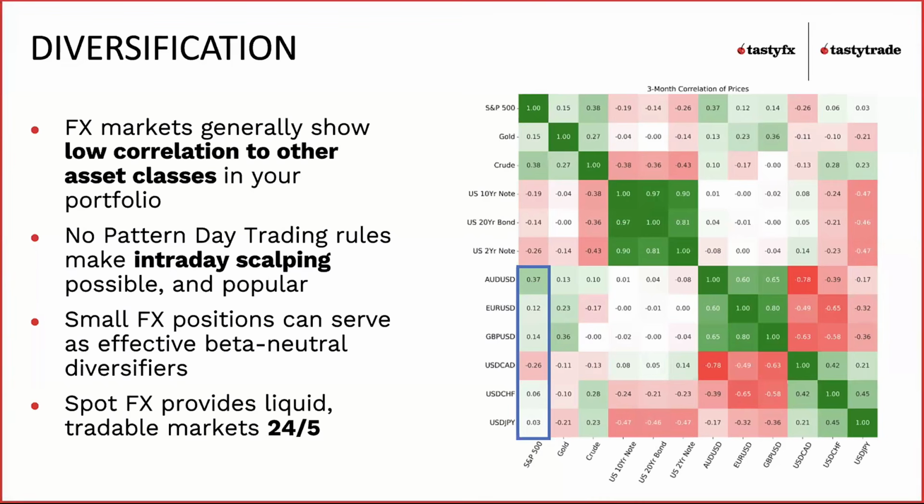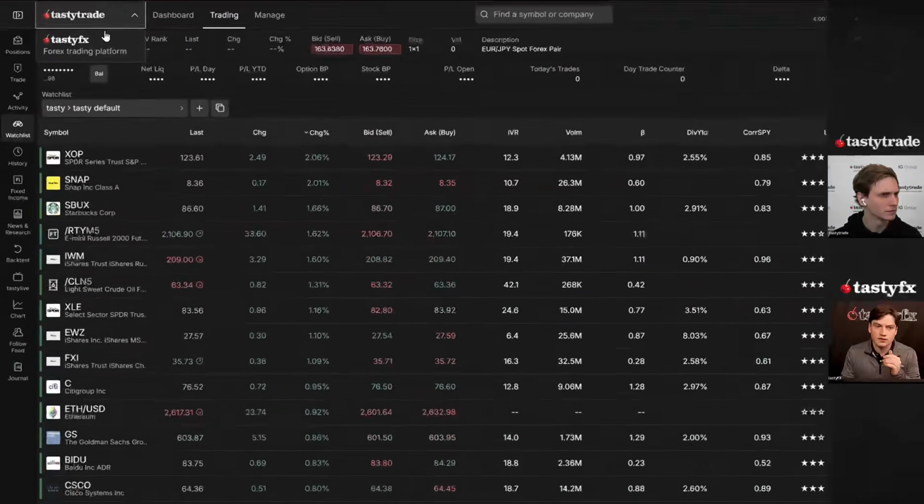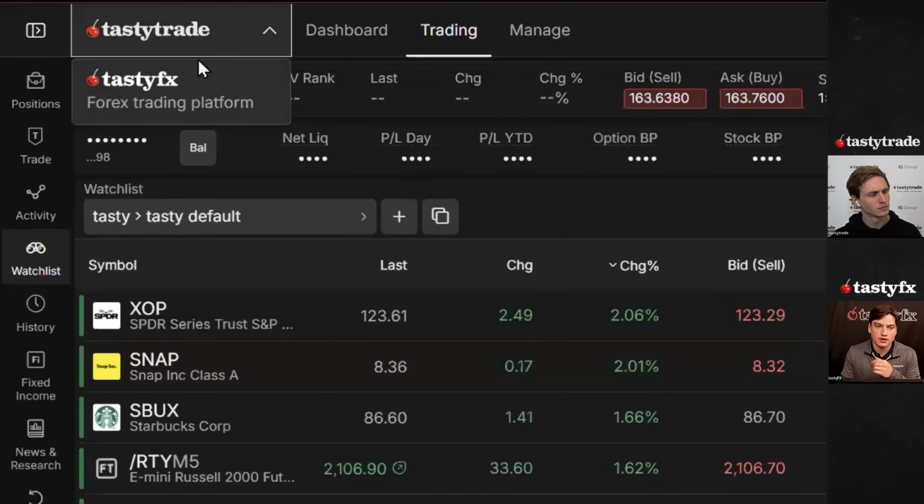But great. Okay, so let's go ahead and get into the platform here. Looks like we've talked about the structure and what FX is for long enough, so let's go ahead and show what it looks like to actually place some trades on the platform. All right, so here we're on the web platform, accessible on the web and desktop versions of the tastytrade platform. We're just going to navigate through this top tab, hitting the tastytrade logo, and navigate to the tastyfx platform.